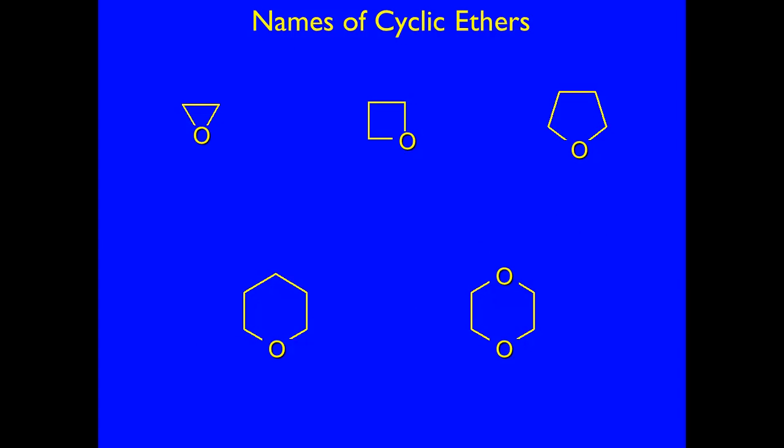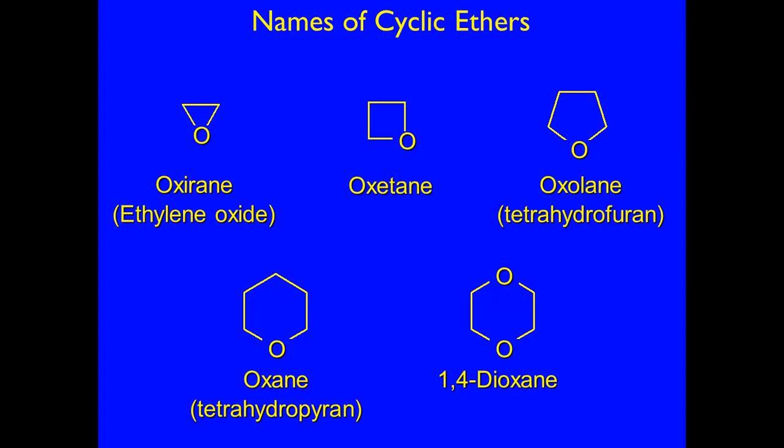There are some cyclic ethers. This is called oxidane, oxetane, oxolane. Depending upon the number of atoms in the ring, the terms change a little. Oxirane is the three-membered ring, oxetane is the four-membered ring. The five-membered ring is called oxolane. This is also called tetrahydrofuran.